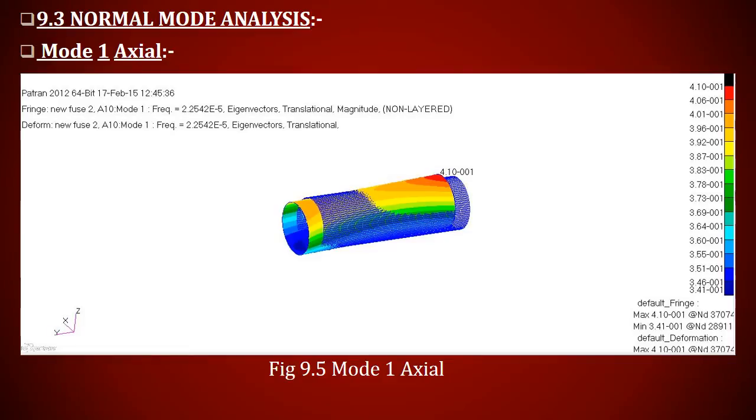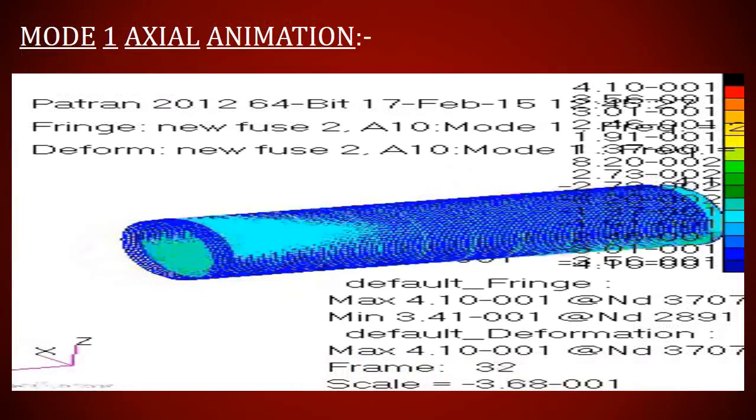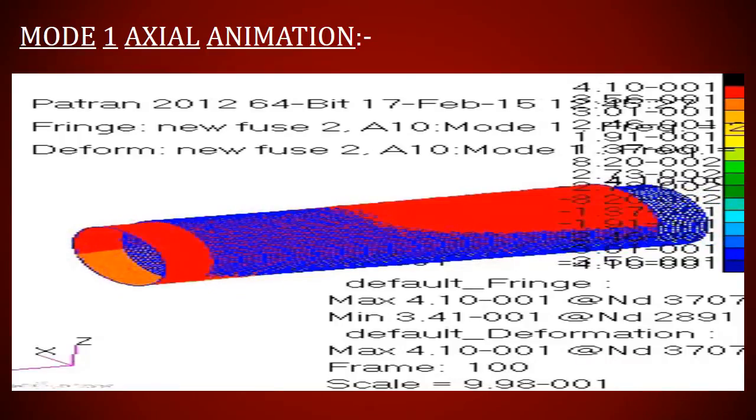After that you can see there are 6 modes of normal analysis. One mode is axial. In this axial mode the material will move axially. We have the axial animation, and you can see this animation easily. You can see the number of frames, the scale, the maximum and minimum stress analysis, and the deformation here.